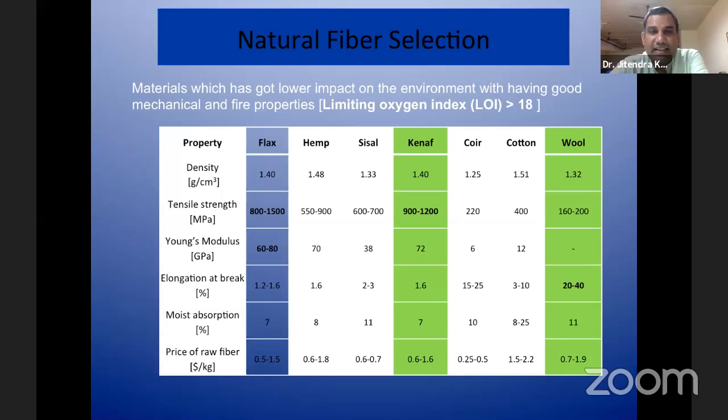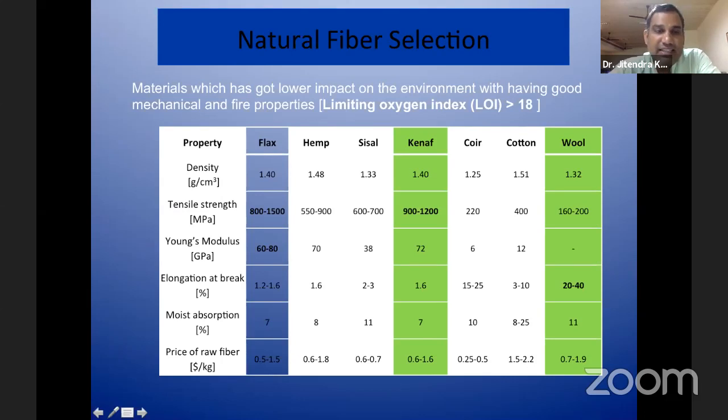Natural fiber selection is also very important. When you select a natural fiber, choose a material which has a lower impact on the environment with good mechanical and fire properties. You check the limiting oxygen index. If it is greater than 18, then you select that natural fiber. If it is less than 18, then don't select it because it will not give you better thermal stability and other properties.